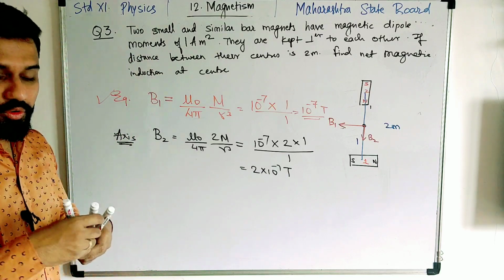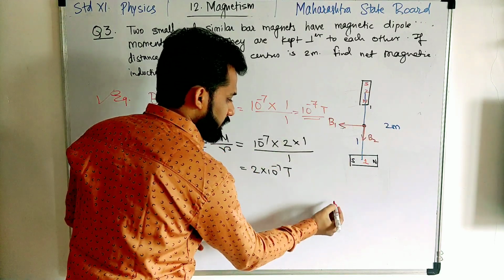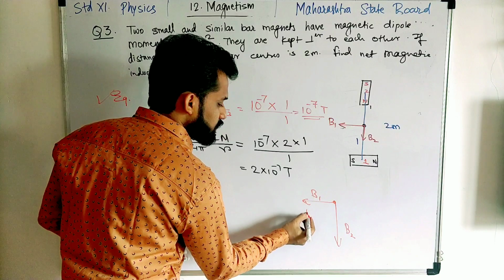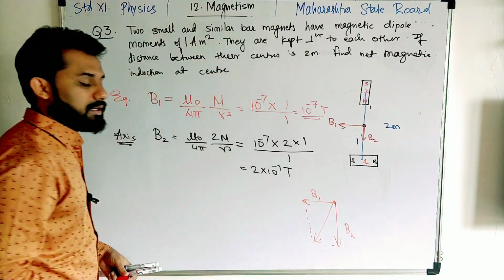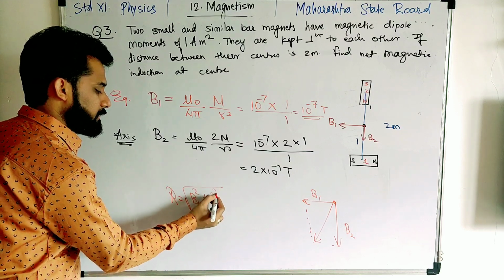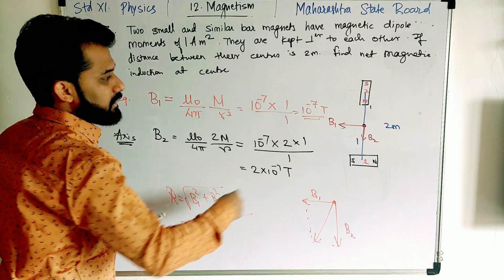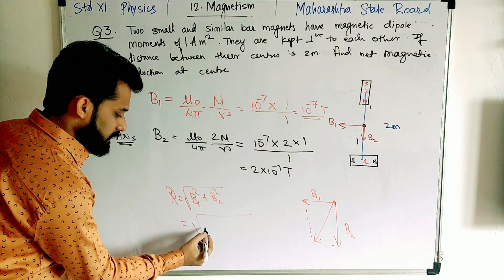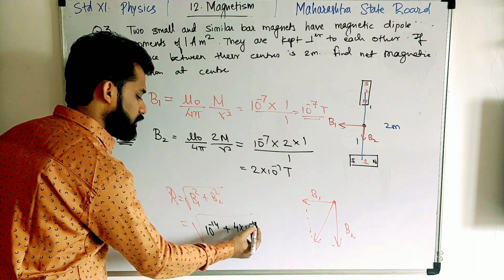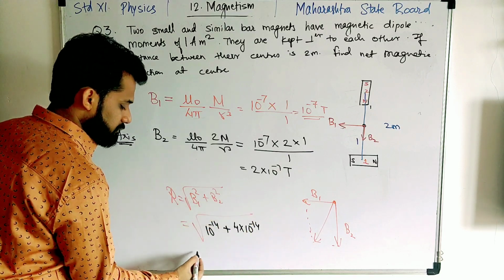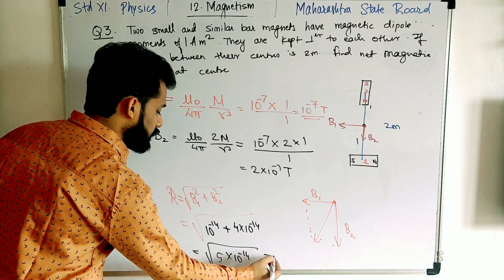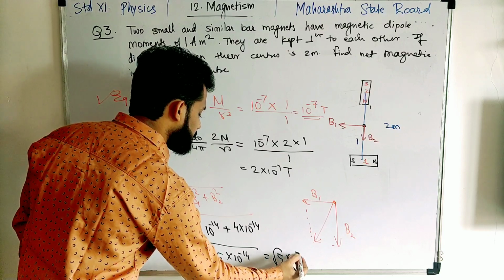So these two fields if I show in diagram, then B2 is in this direction, B2, and B1 is in horizontal direction. So if the net field is asked, you need to simply use the net resultant formula of two fields, that is under root B1 squared plus B2 squared. And if you solve it now, B1 square, 10 raised to minus 7 का square will be 10 raised to minus 14 plus B2 square will be 4 times 10 to the power minus 14, and 10 raised to minus 14 if I take common, तो रूट में क्या बचेगा? 1 plus 4 is 5 times 10 to the power minus 14, जिसका रूट आंसर है root 5 into 10 raised to minus 7 Tesla.